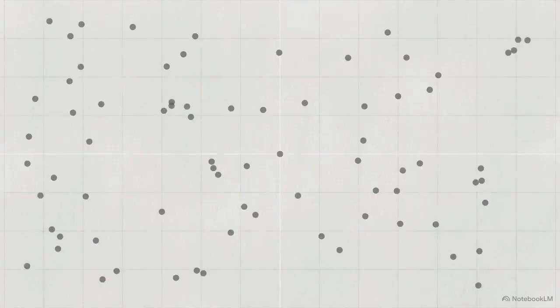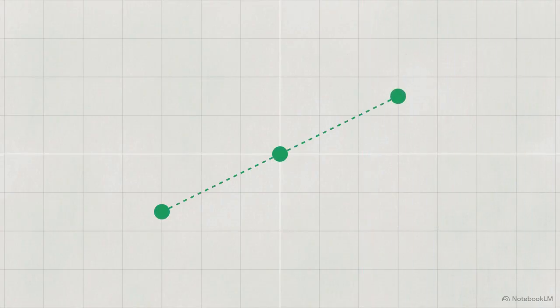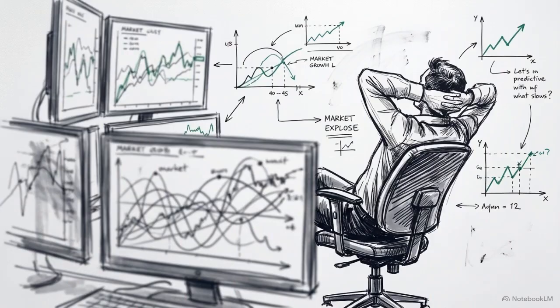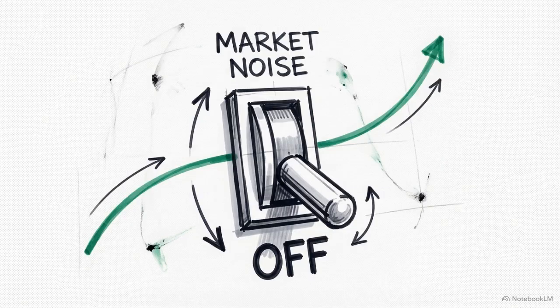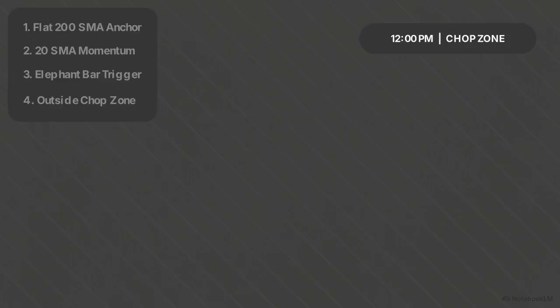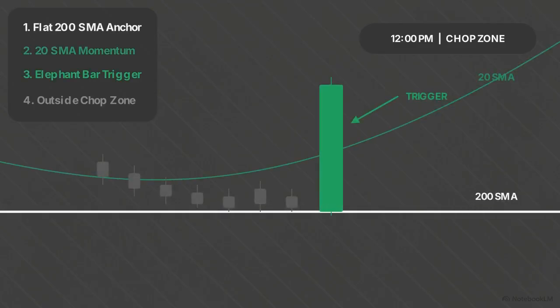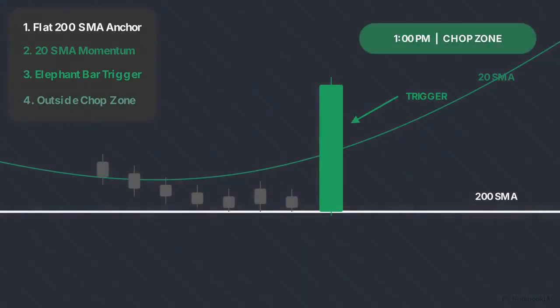The transition to positive expectancy resulted from the active omission of subpar data. The trader stopped attempting to master every tick and began ignoring them instead. Professional trading is an exercise in data filtering, not continuous action. The complete framework relies on strict alignment, a flat 200 SMA anchor, momentum matching the 20 SMA, triggered by specific candlestick anomalies, executed strictly outside the chop zone.